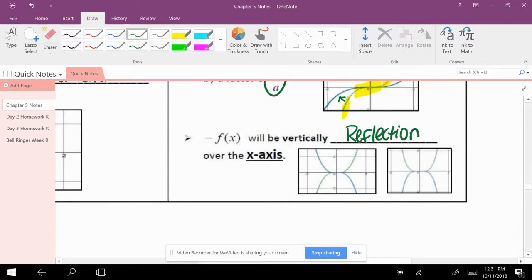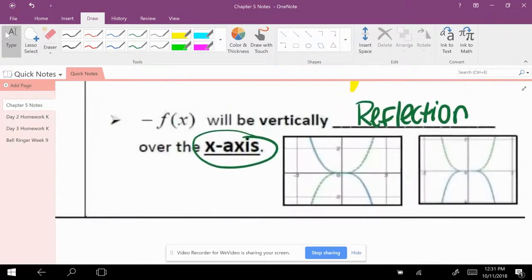But now we're reflecting over the x-axis here. In a second, once everyone's done writing, I'm going to write something important to know the difference between the two when you're looking at a function and it's reflecting over the x or reflecting over the y. I'll highlight this one so that you remember.